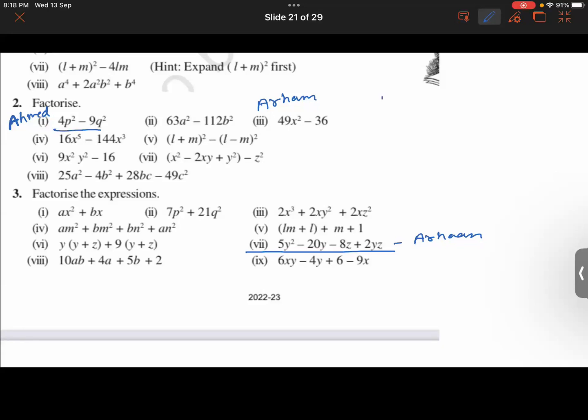Okay. Thank you. So the first one which you have solved here, 4p square minus 9q square. It can be written as 2p square minus 3q square. So it's of the form a square minus b square, and you further wrote 2p plus 3q, 2p minus 3q. Good.